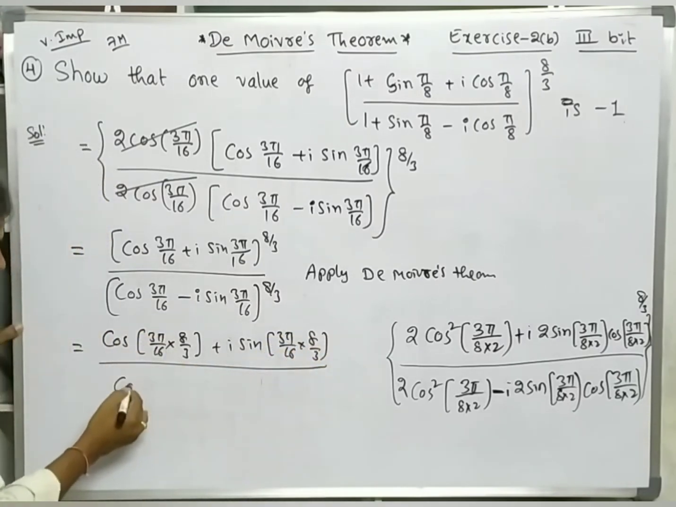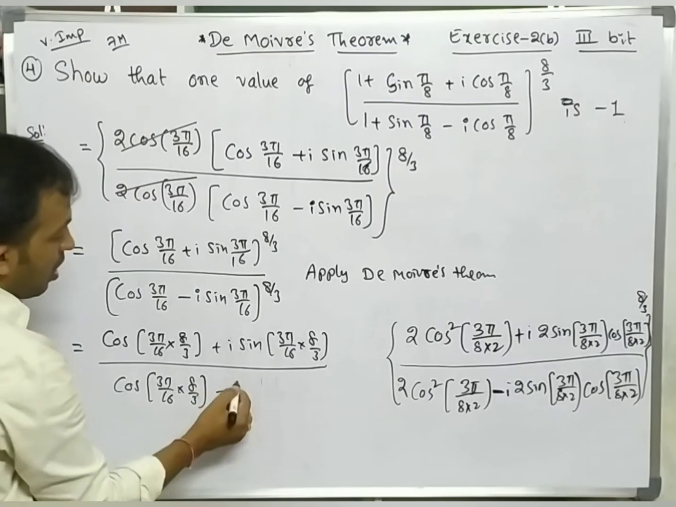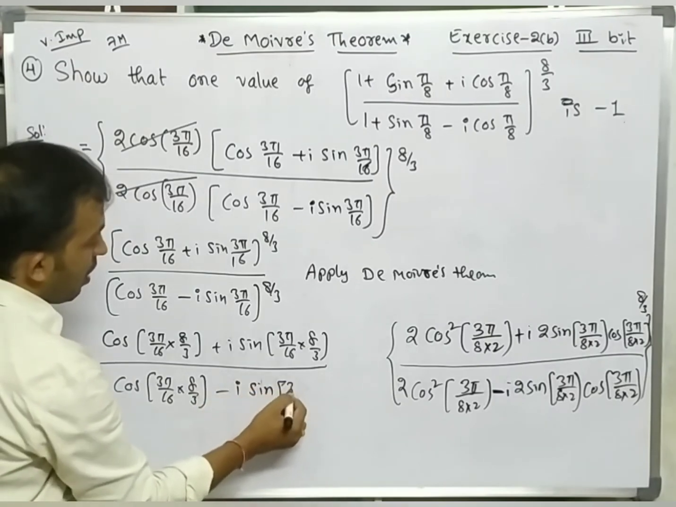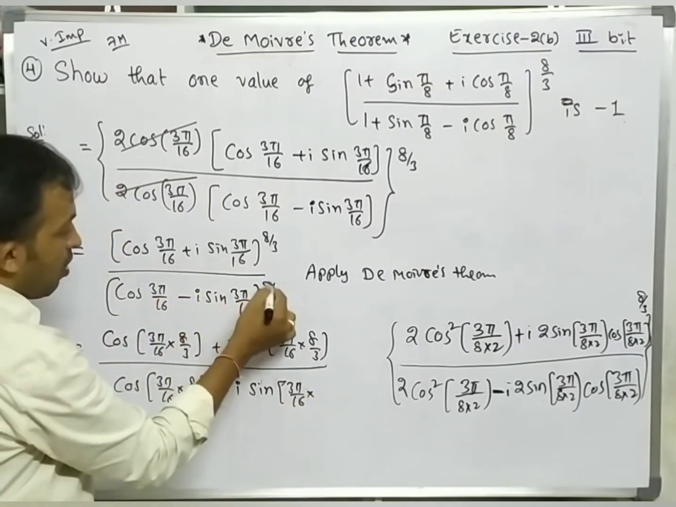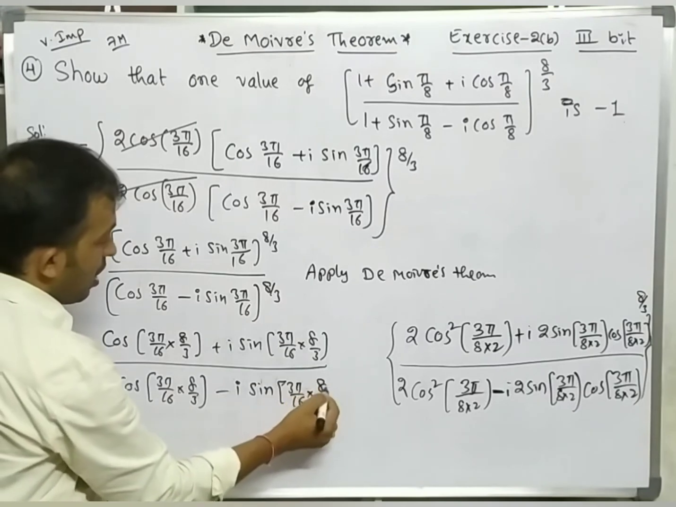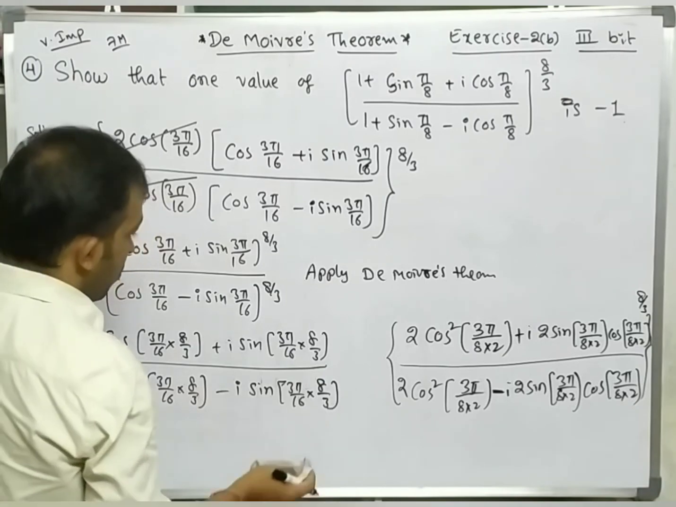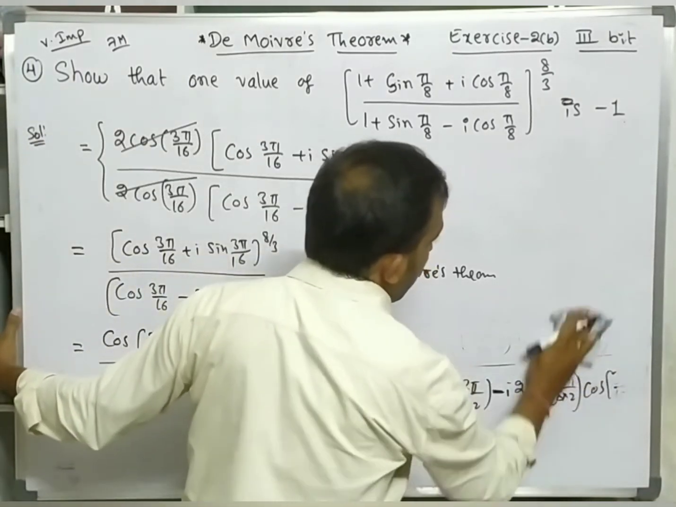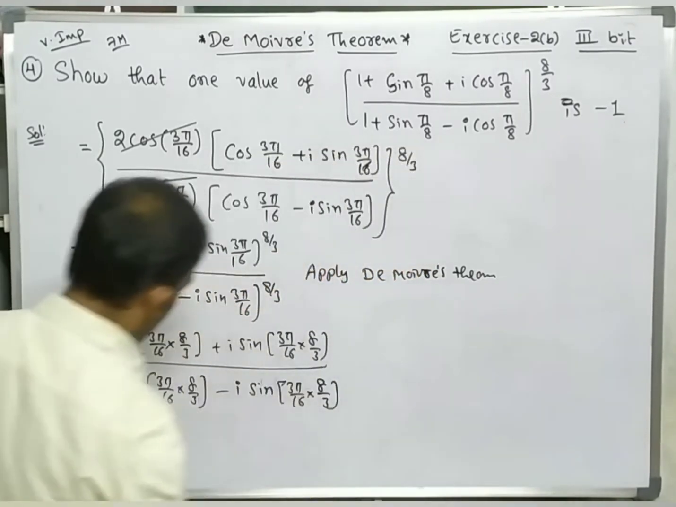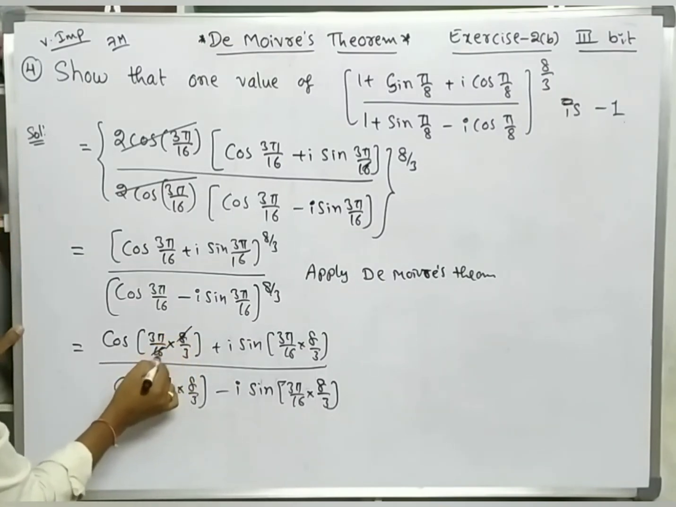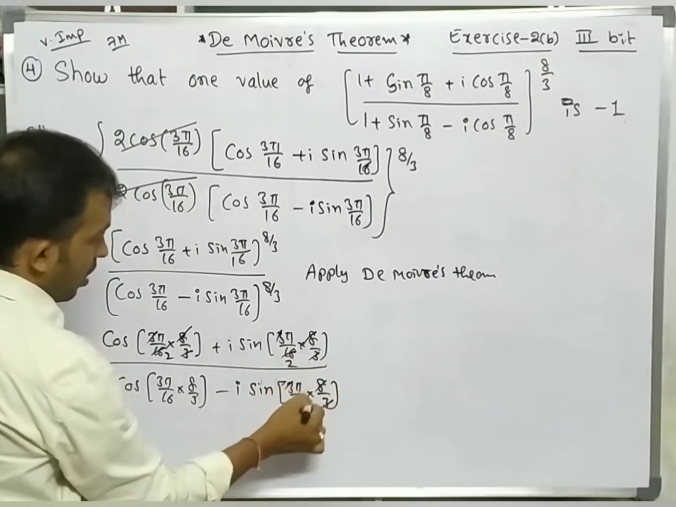In denominator also we can apply De Moivre's theorem. 3 pi by 16 into 8 by 3. After De Moivre's theorem I have given some points. In that point, cos theta minus I sin theta whole power n is also cos n theta minus I sin n theta. Okay, right. Now here 8 ones, 8 twos, 3 3 cancel, same in all 8 twos.